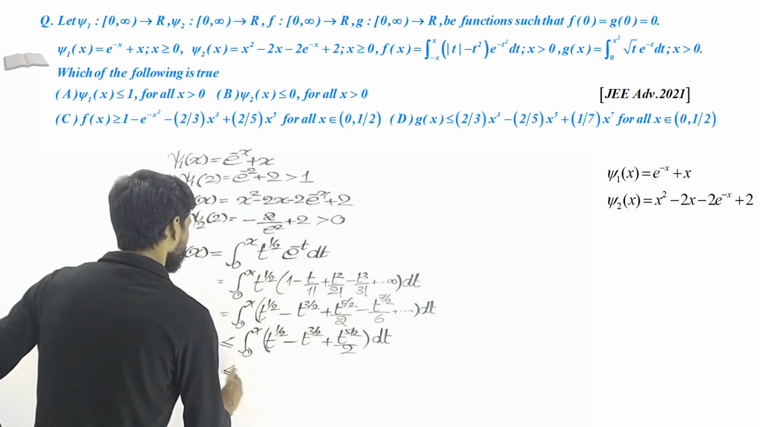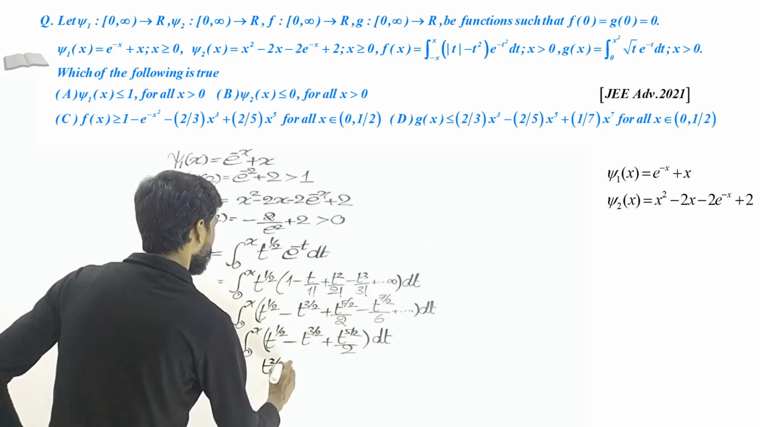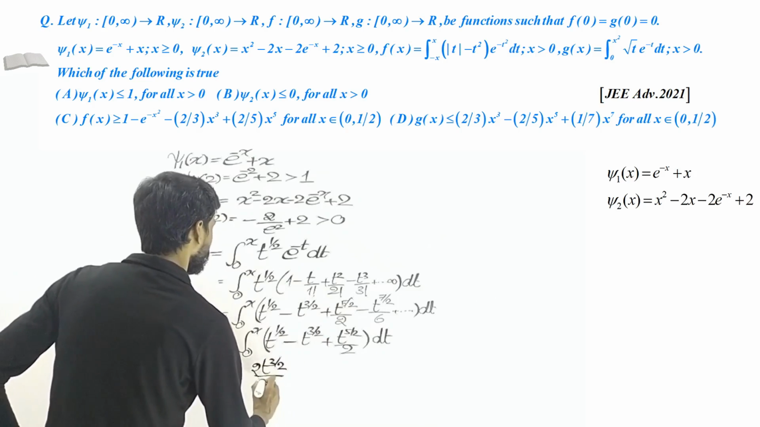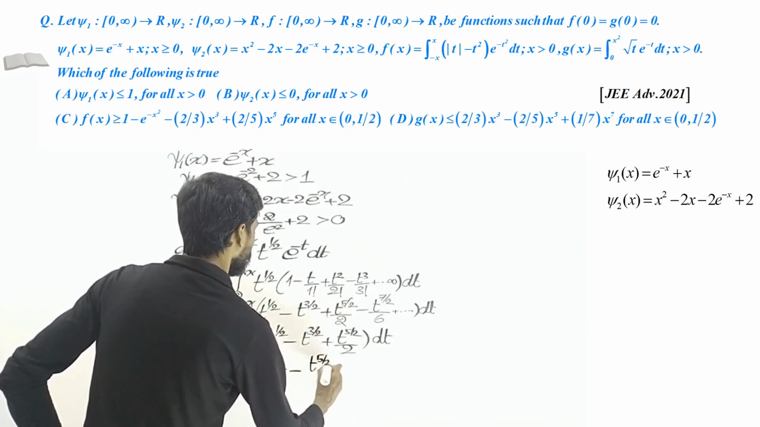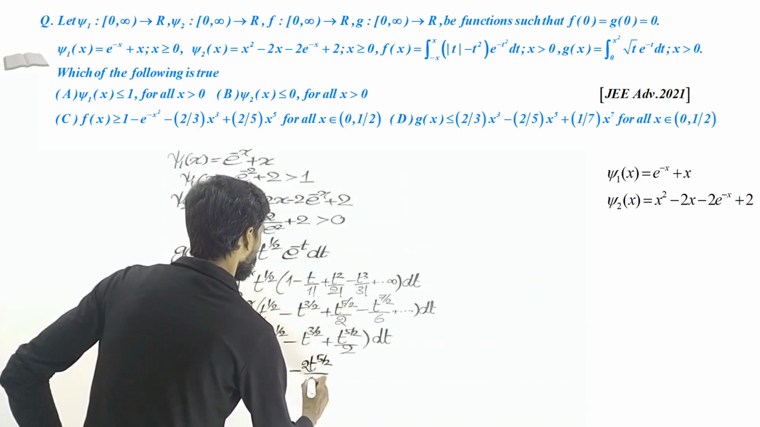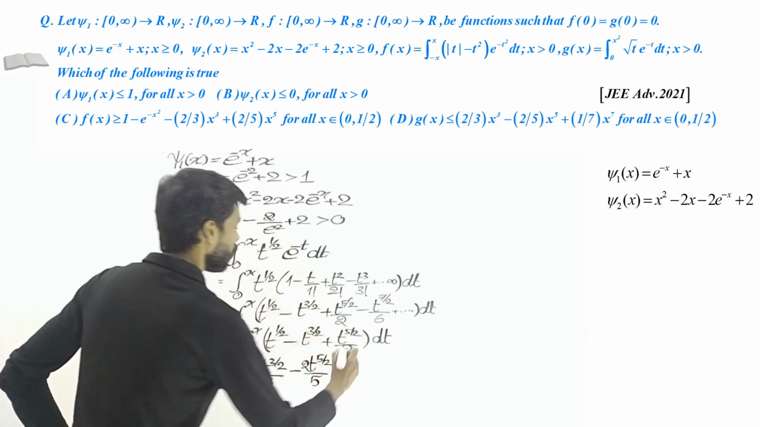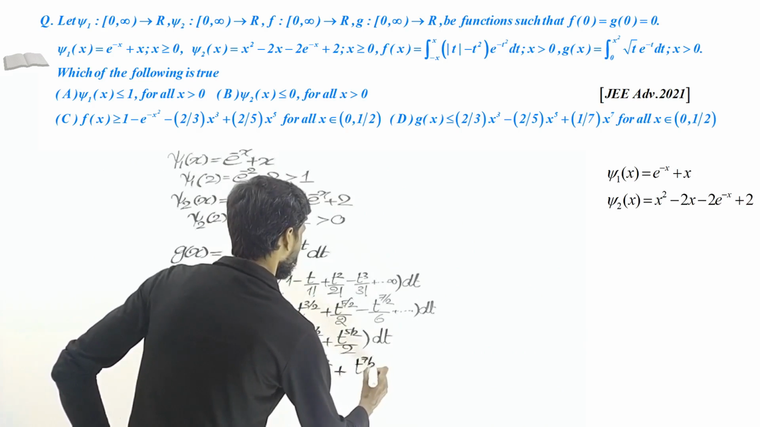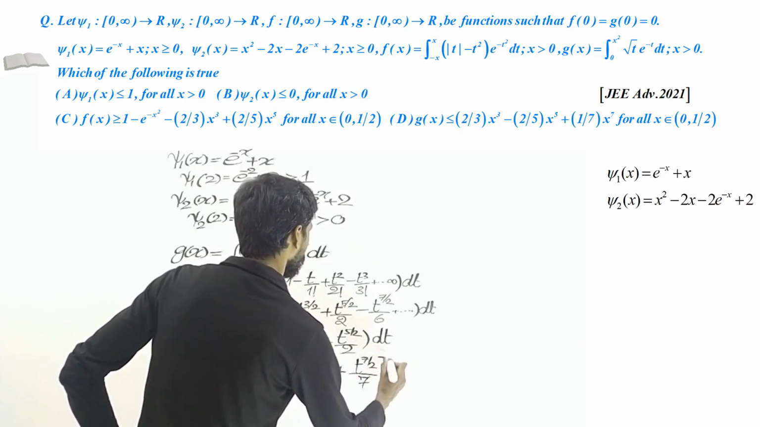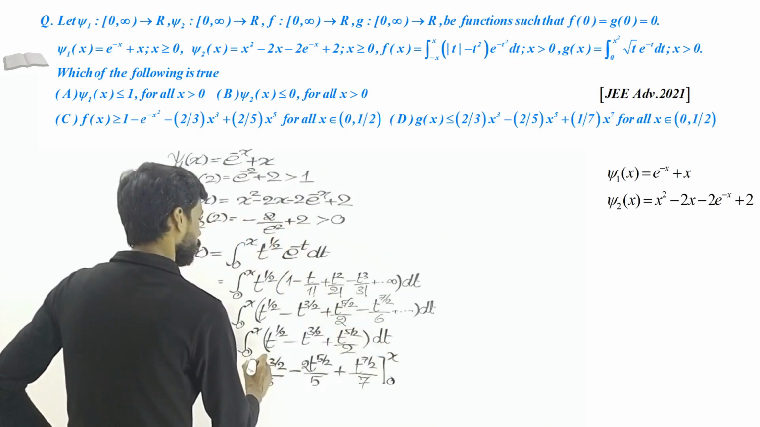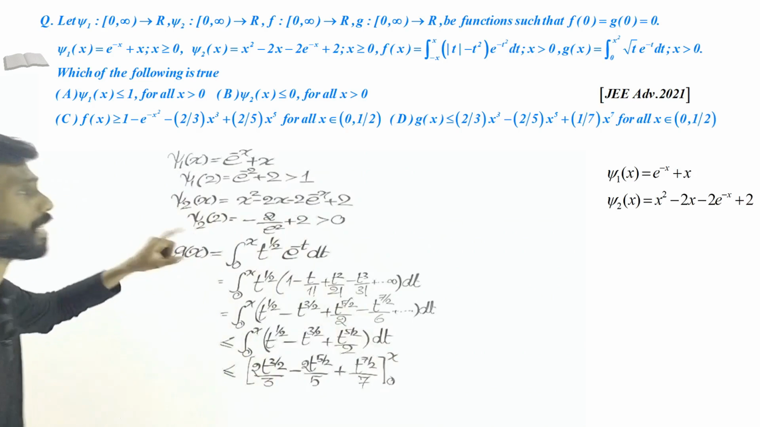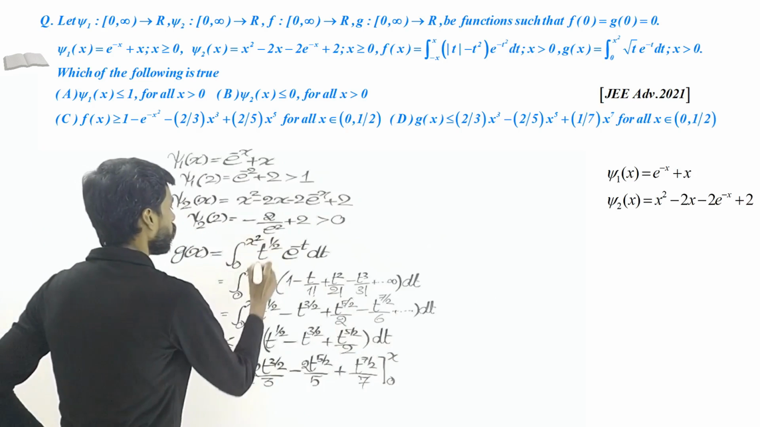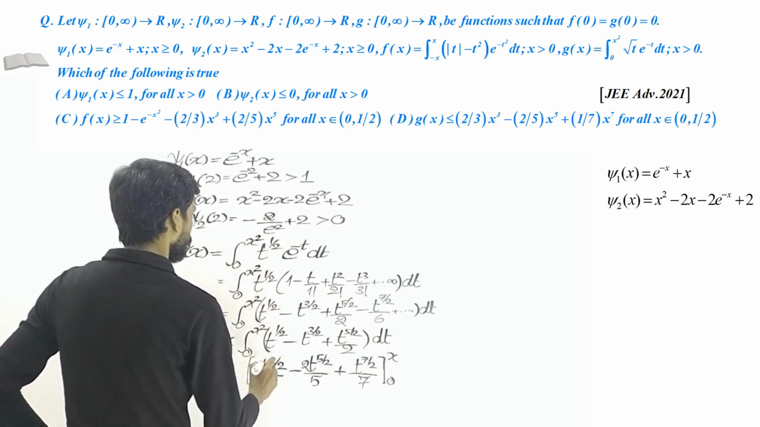So that is less than or equal to t to the power 3 by 2 divided by 3 by 2, or 2 by 3. Similarly, minus t to the power 5 by 2 divided by 5 by 2, 2 by 5. So plus t to the power 7 by 2 divided by 7 by 2, so get 7 and substitute the limits 0 to x. Now actually the limit is from 0 to x square, right? G of x has limit 0 to x square here.